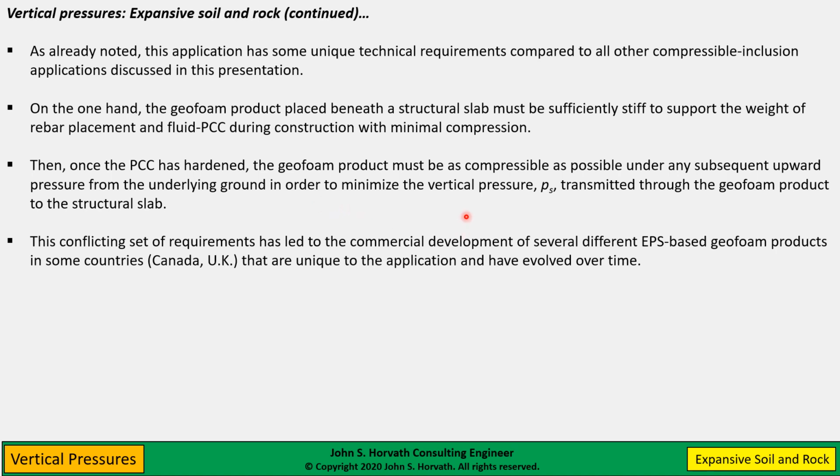Well, over several decades, going back to at least the 1990s, if not a bit earlier, there's been research in several countries, Canada and the United Kingdom come to mind, where they've developed EPS-based geofoam products that are unique to this application. And these products have evolved over time. You know, people have tried things, they say, well, this works, but let's try to develop something that works even better. So there are some proprietary products that can be found on the market. I know these Canadian products, for example, are widely available throughout the US.